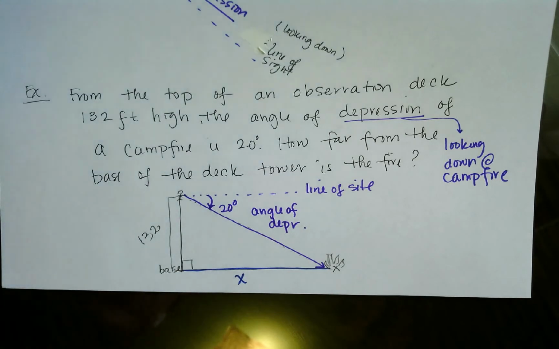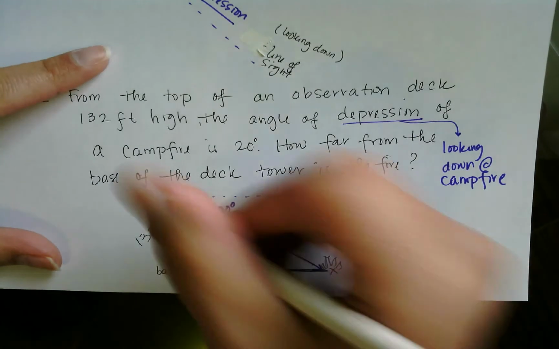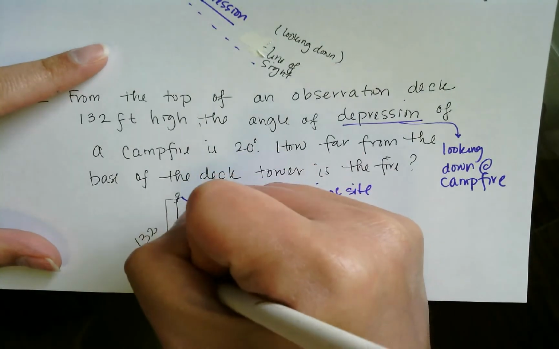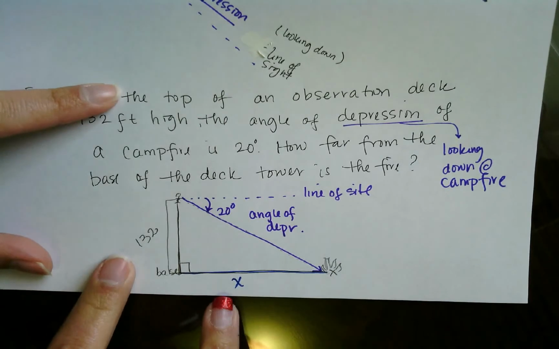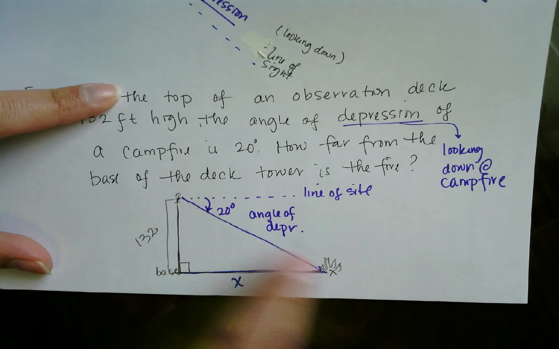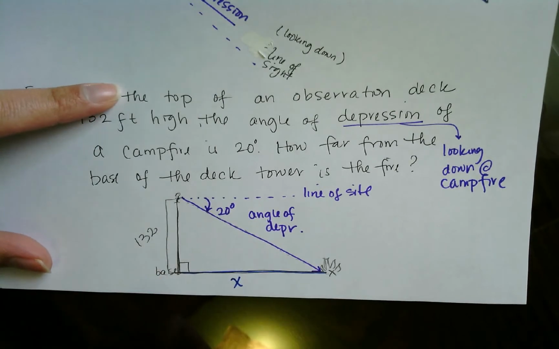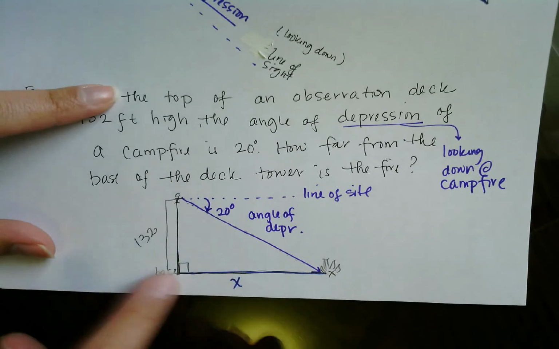Now if you notice, we're trying to work with this side. The base is what we want. We have the height of 132 feet. We can't use Pythagorean theorem to find this side because we don't have the hypotenuse. Is everybody cool with that? Can't use Pythagorean theorem because we don't have enough side lengths.